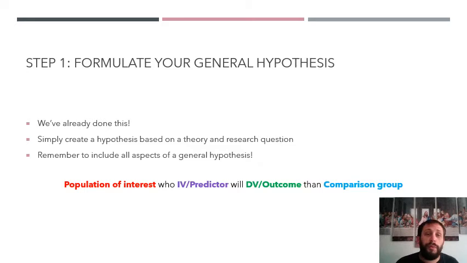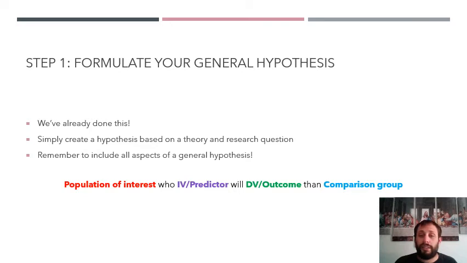So the first one is formulate a general hypothesis, right? We've already done this before. I actually copied and pasted some of this from previous slides, in which we say we get a population of interest, who we use some sort of predictor variable or independent variable, will have some sort of outcome or dependent variable, and compare it to a comparison group. So simply, we create a hypothesis based on a theory and some sort of research question, and we start thinking in this line of, because of some theory, this should cause Y. So X should cause Y in some way, and we use our research questions to phrase it overall.